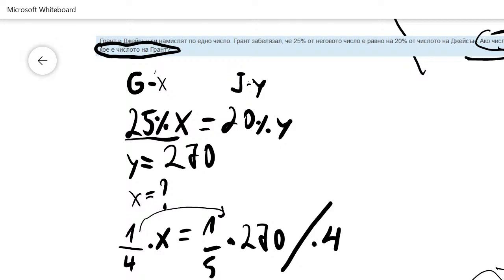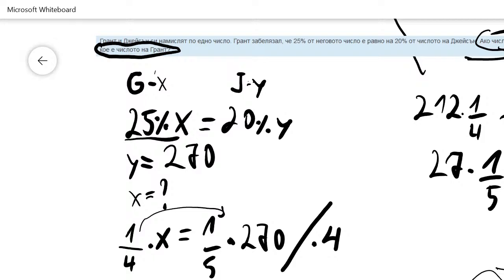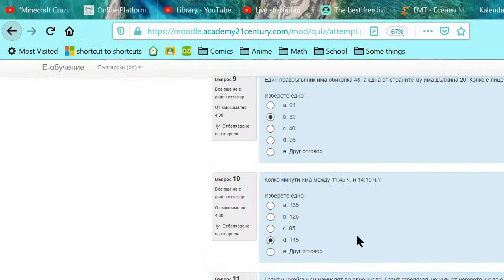We actually can see if that's true because we have the two numbers, and we can just do it like this. And then the other number is 270 multiplied by 1/5, which is, oh, I'm sorry, which is equal to 54, and that's true. This is our number this time. So here we don't have answer 212, then it's another answer.